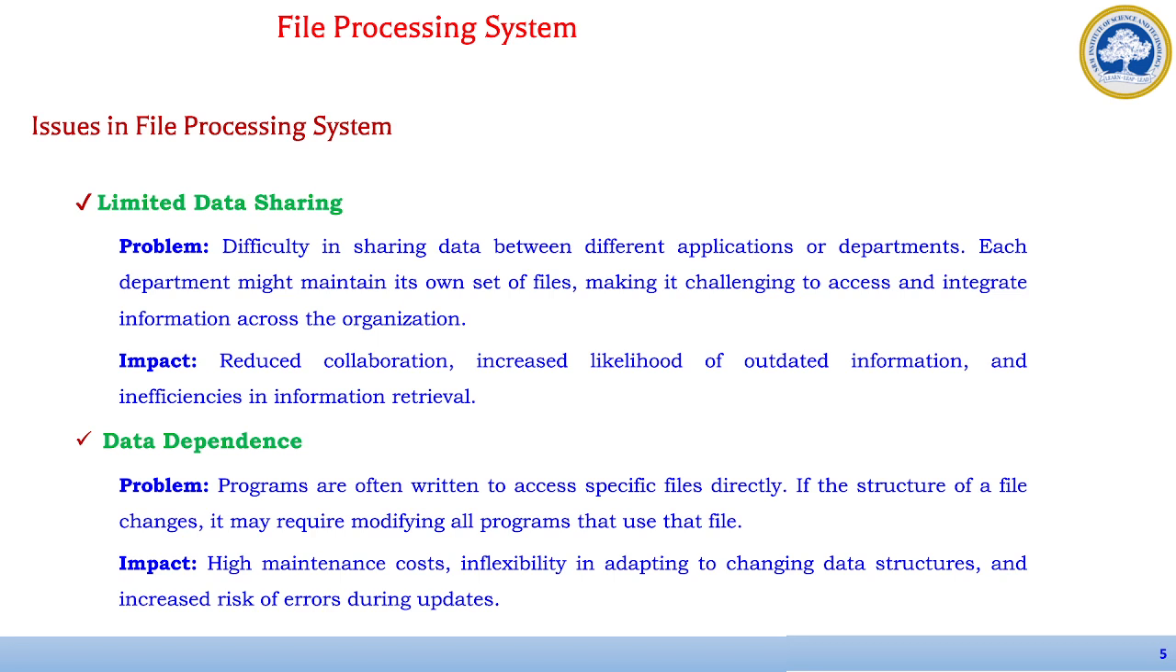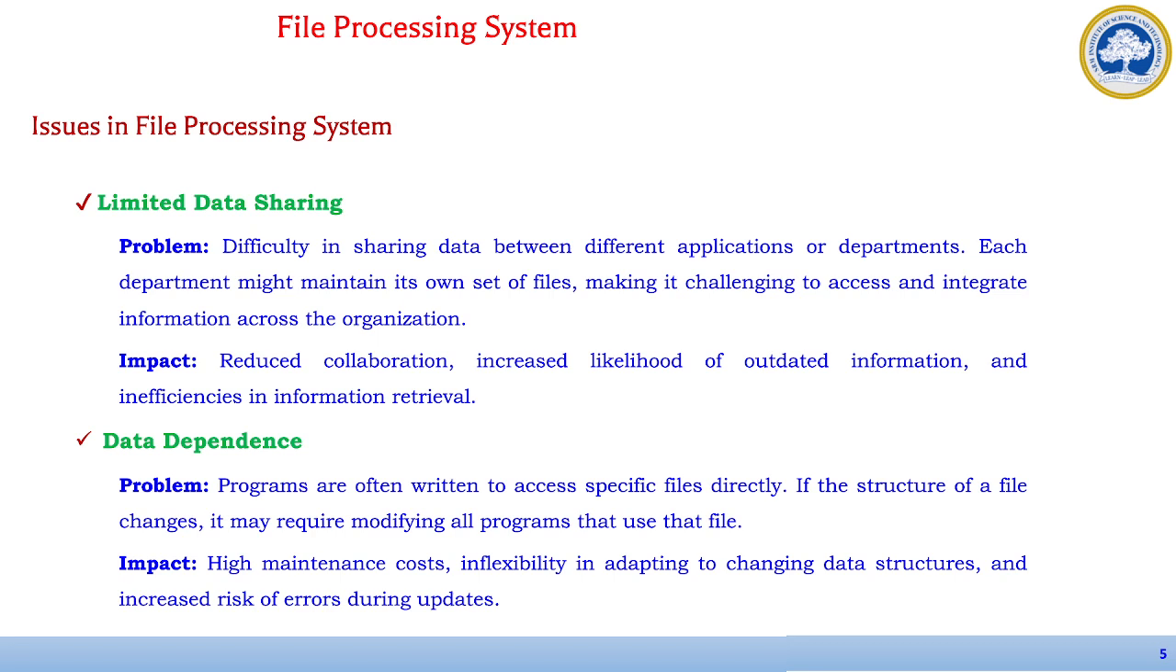And next one is limited data sharing. The problem is difficulty in sharing the data between different applications or departments. Each department might maintain its own set of files, making it challenging to access and integrate the information across the organization. And what will be the impact? Reduced collaboration, increased likelihood of outdated information, and inefficiencies in information retrieval.